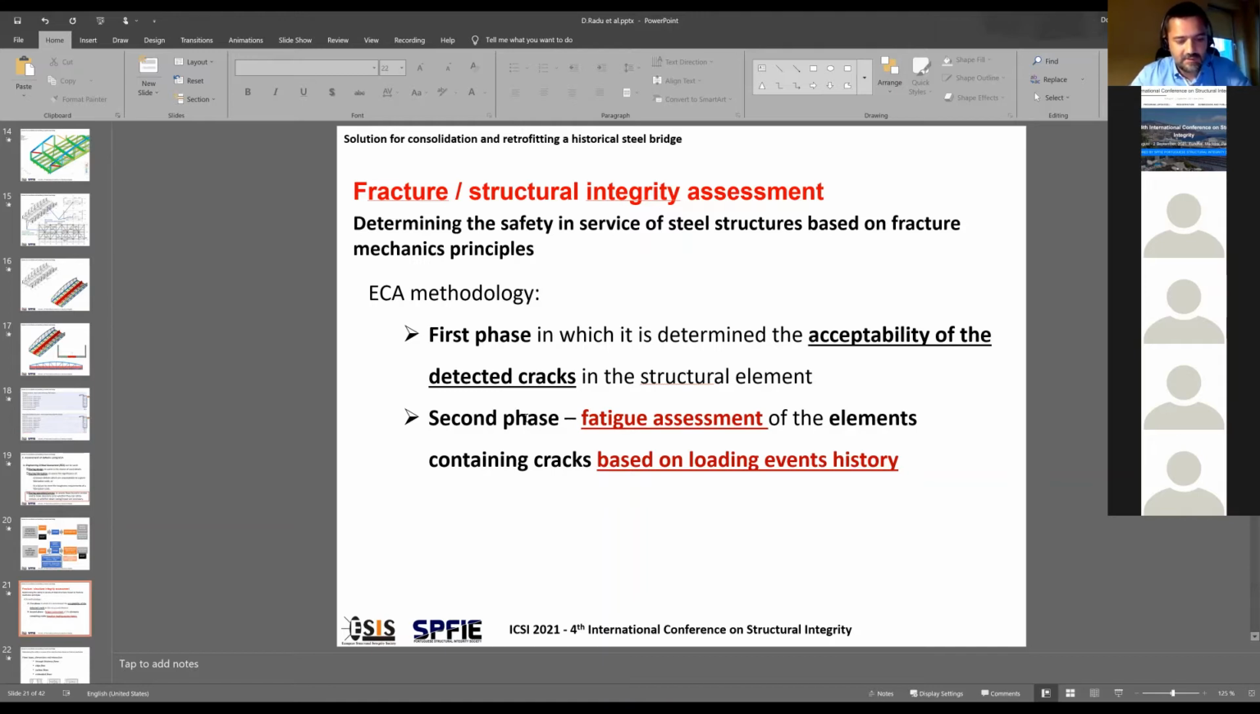First is to determine the acceptability, the critical size of the defects, and the second phase, of course, the fatigue assessment based on the loading events history. So I'll present very fast. I'll try to fit in the timetable, to present these two phases.